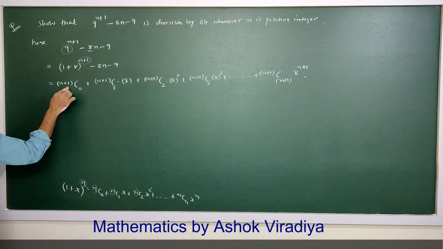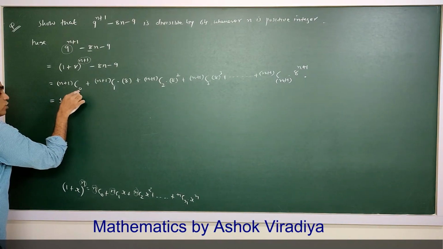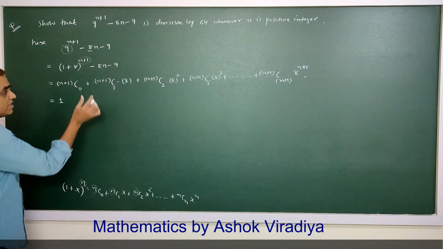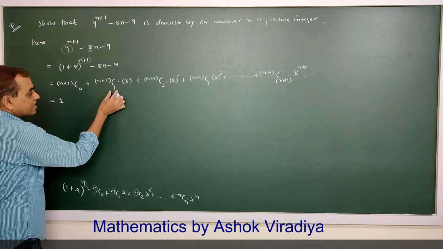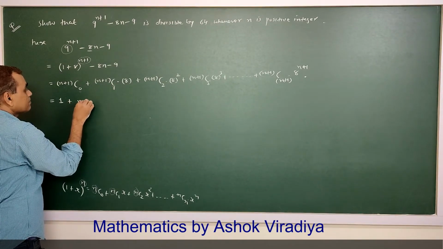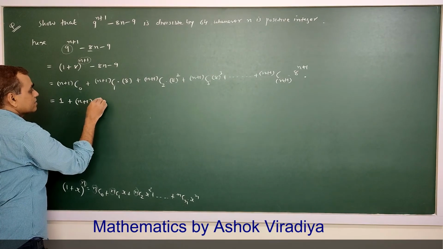Now n plus 1 c0 is 1. If the lower number is 0, the value is always 1. Then nc1 is n, so n plus 1 c1 is n plus 1, into 8.